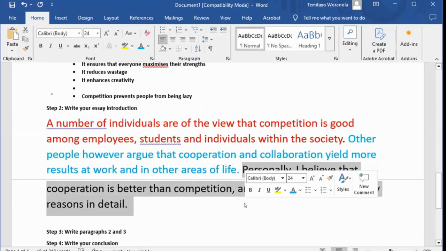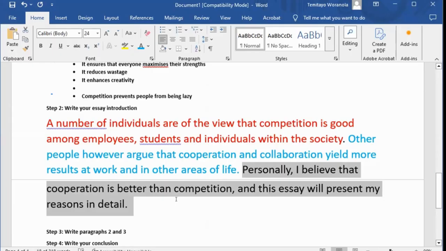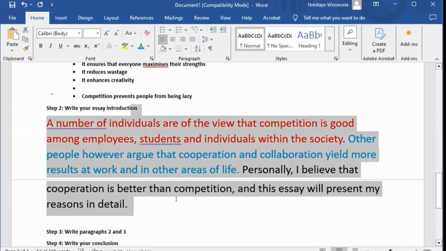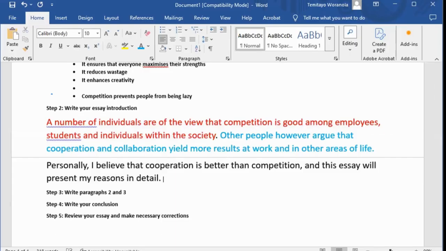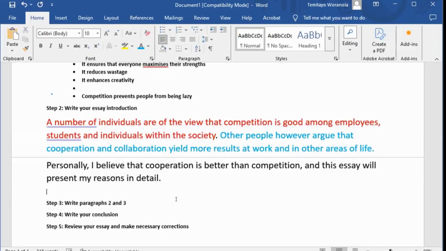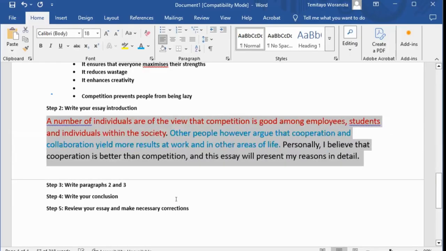Somebody says, what is the meaning of thesis? A thesis statement in an IELTS essay is a statement that presents your position. A thesis statement is a statement that gives the reader an idea of what your essay will be about. That's what we call thesis statement. Okay? So my introduction is ready.